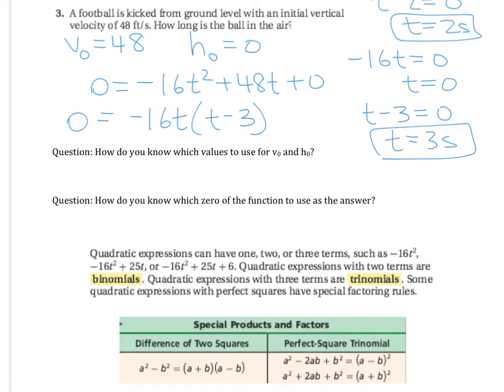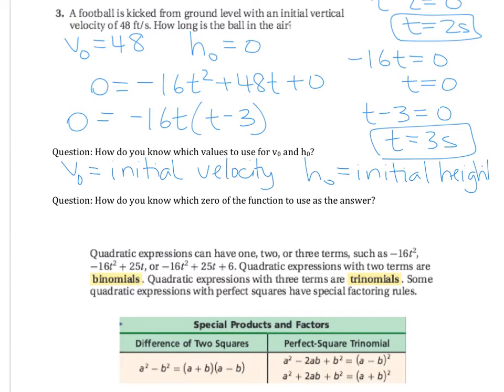How do you know which values to use for V0 and H0? V sub 0 is the initial velocity. H sub 0 is the initial height. How do you know which 0 the function to use is the answer? Because initially t equals 0 is the start. So it's the other answer.